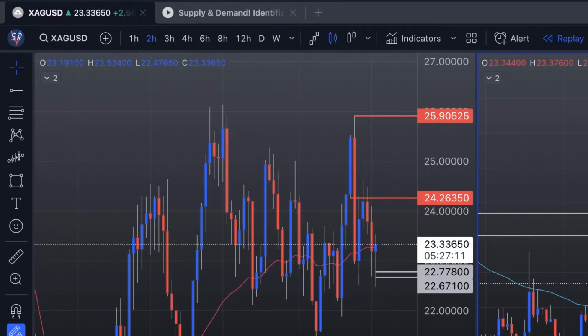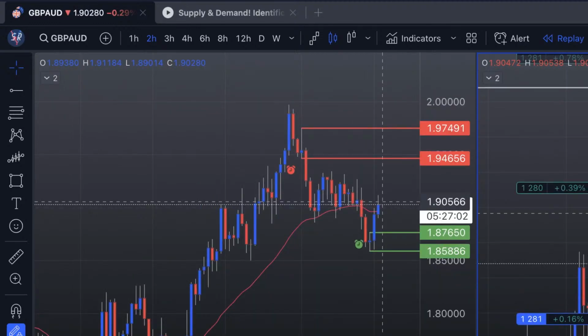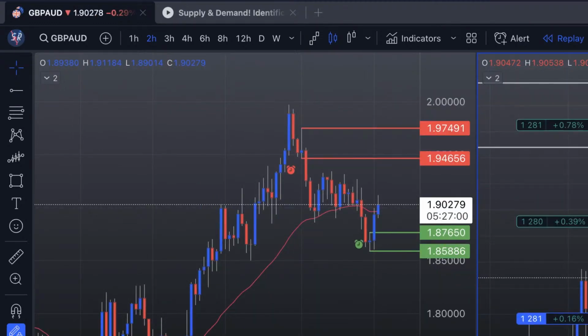I just got a notification that we lost the CAD. All good. We'll make up for it somewhere else. All good. Pound Aussie's looking pretty decent. We'll get there. All right. Where were we?